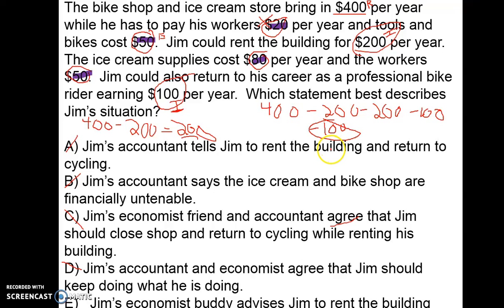Well, he's obviously not making a profit doing what he's doing here, so yeah, I think I like E.